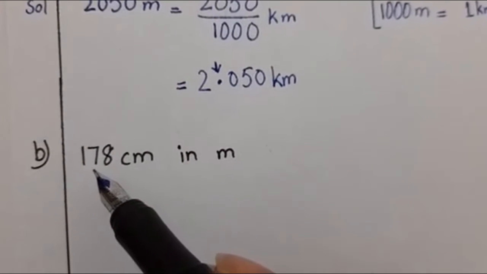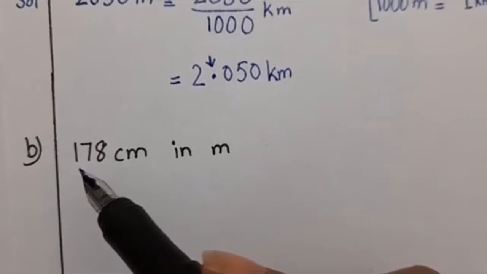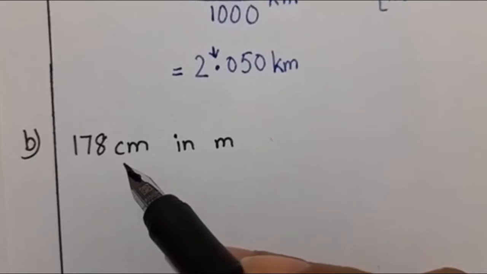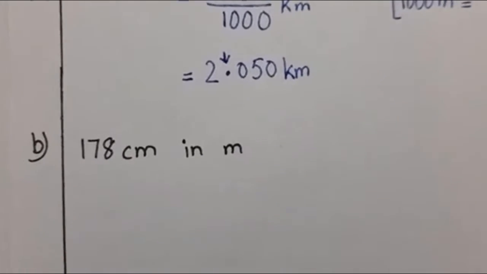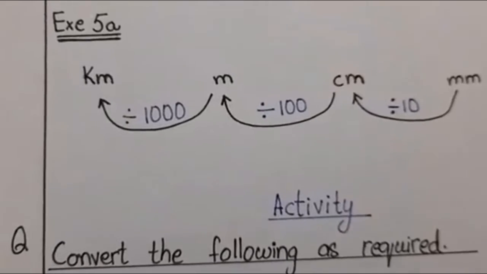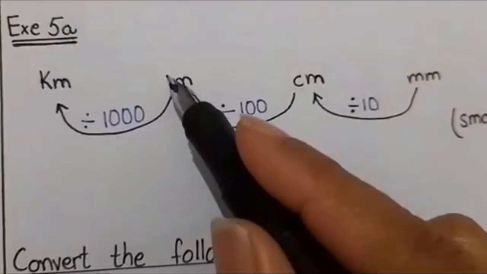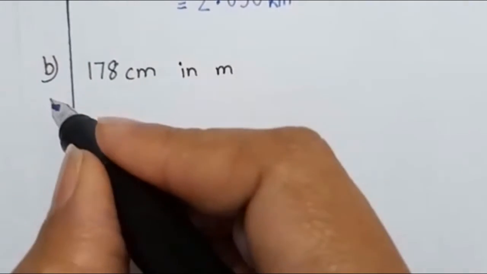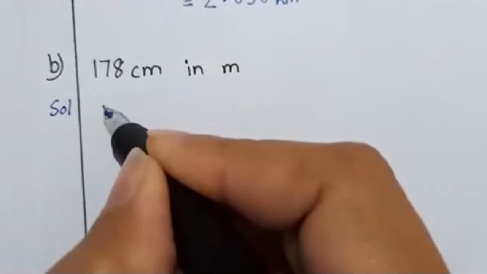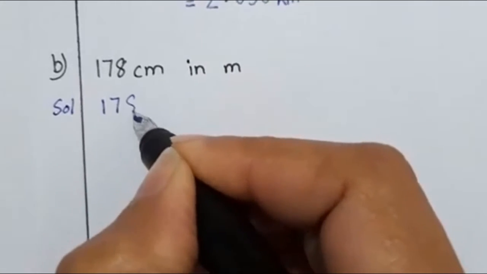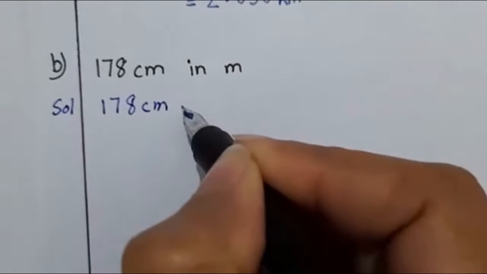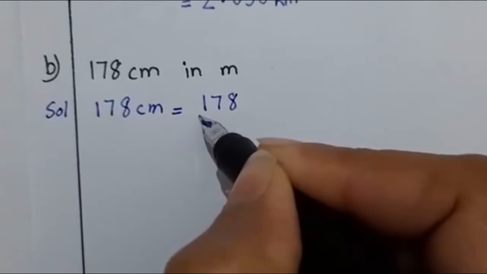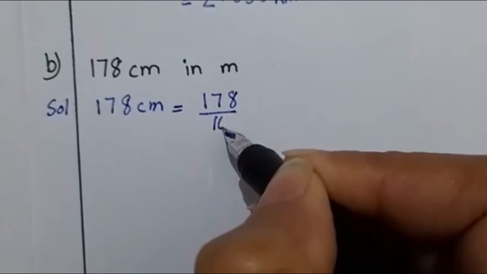Now you can see boys, I have written another sum. In it I have written 178 centimeters. What we have to do, we have to convert this 178 centimeters into meters. And you know centimeter is the smaller unit and meter is the bigger. And above we have written when we have to convert centimeter into meter, we have to divide it by 100. So in the solution, what will we write? I will write boys, 178 centimeters equals 178 divided by 100. Okay.